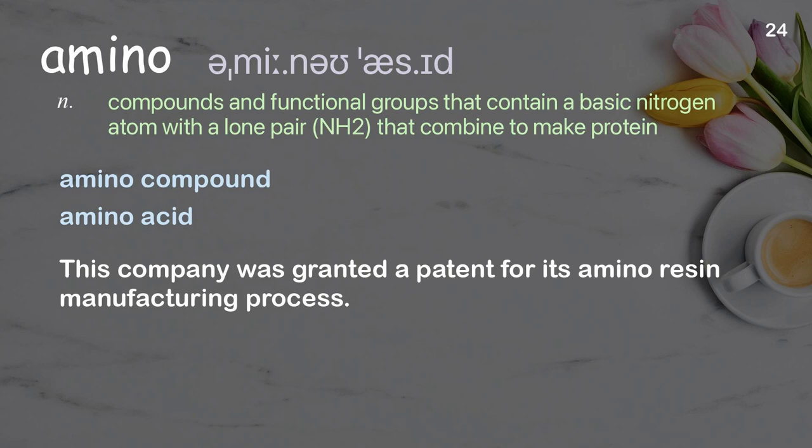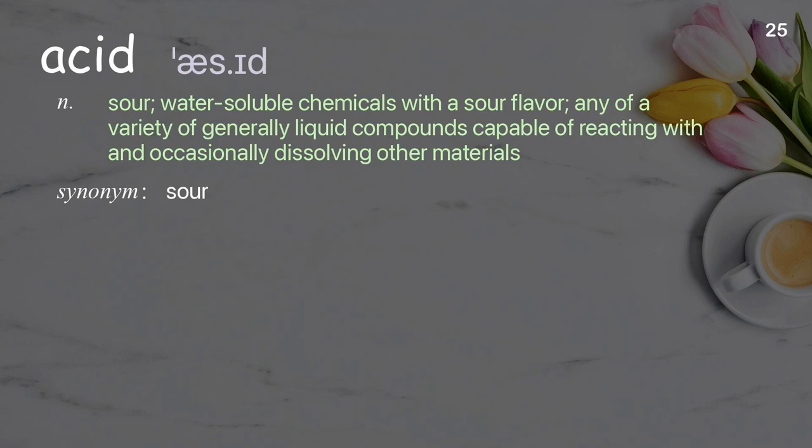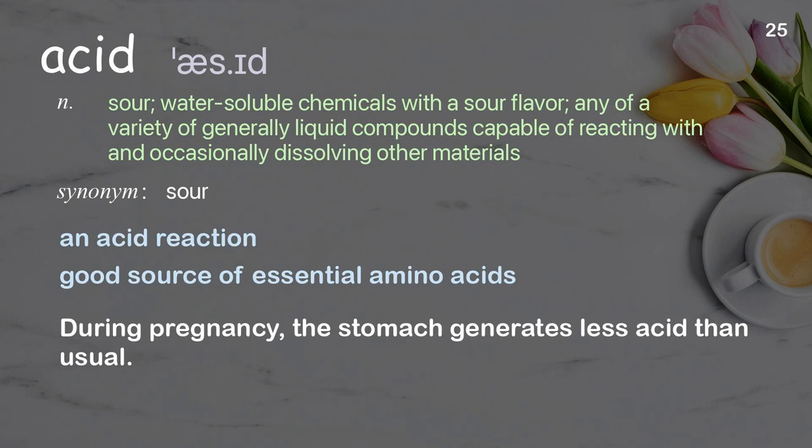Acid. Sour, water-soluble chemicals with a sour flavor. Any of a variety of generally liquid compounds capable of reacting with and occasionally dissolving other materials. Examples: An acid reaction. Good source of essential amino acids. During pregnancy, the stomach generates less acid than usual.